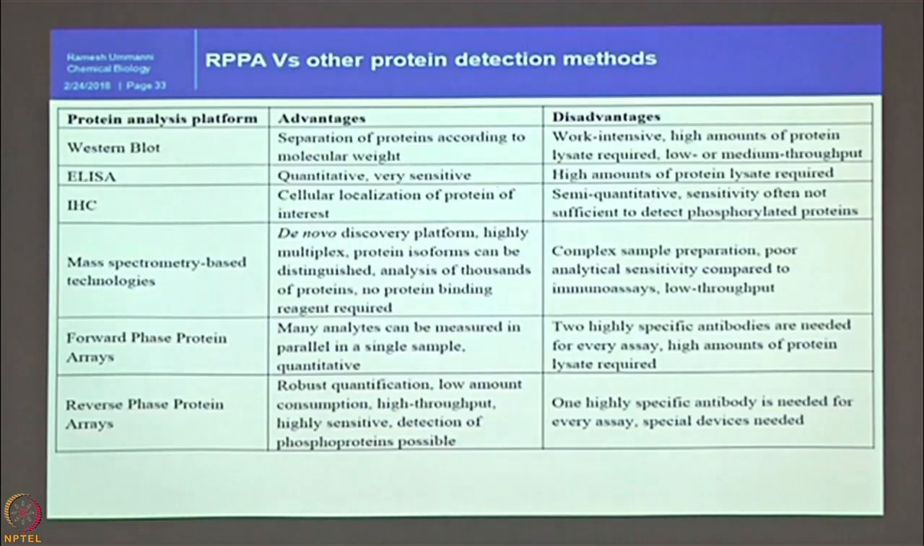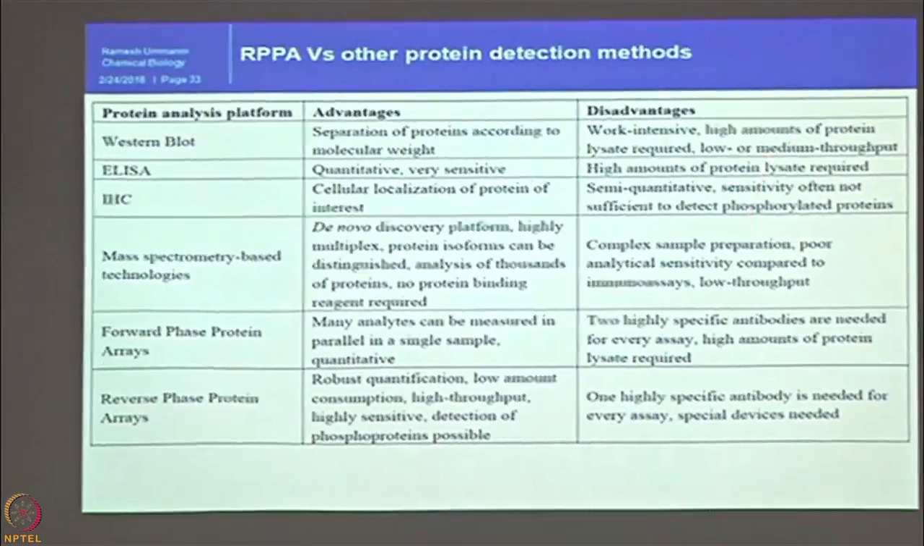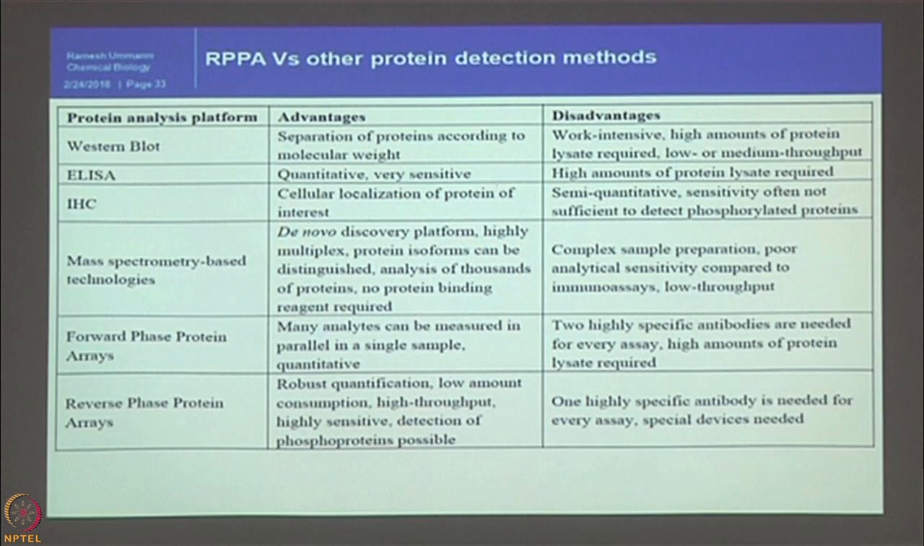Then ELISA, but the disadvantages are that it is very work intensive, a high amount of protein is required, and it is very low throughput. Maximum we can do medium throughput, which is not sufficient to analyze thousands of samples. And ELISA is quantitative, very sensitive, but it requires a high amount of lysate. Then IHC gives cellular localization of the protein of interest. It is also semi-quantitative, and sensitivity is often not sufficient to detect phosphorylated proteins. Very, very few copies of phosphorylated proteins will be there in the cell, and then it is very difficult to look at them in IHC.